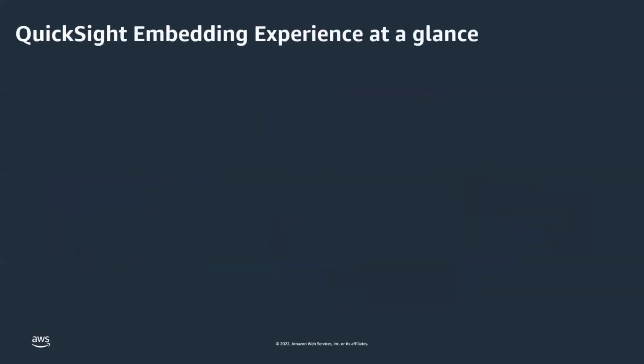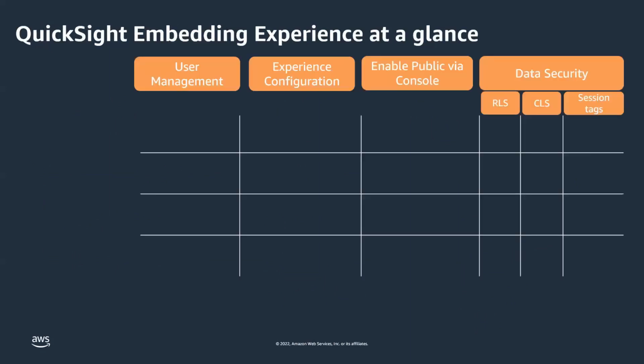Okay. Let's take a quick glance at the various options. I know we've covered a lot, but we'll try to summarize and see what options are available with each type of embedding across four broad requirements, namely user management, the experience configuration, enable via public, or with different kinds of data security that you have.